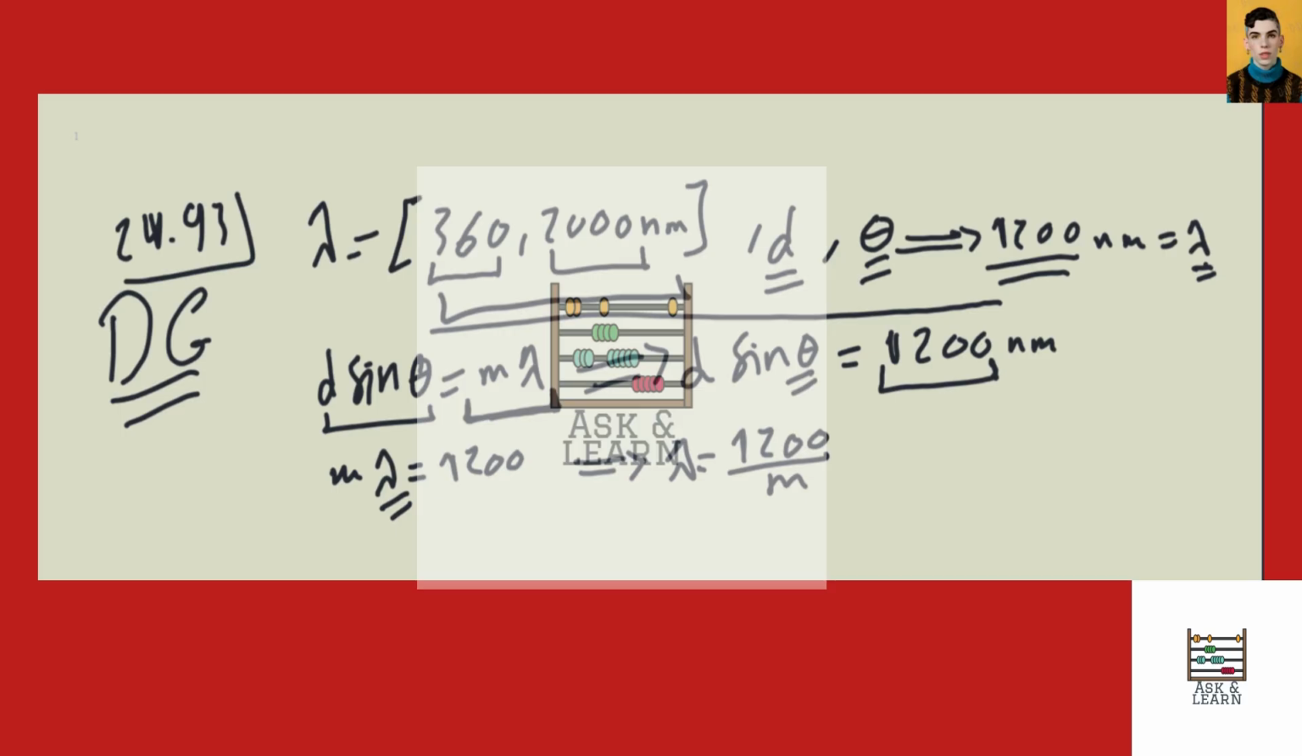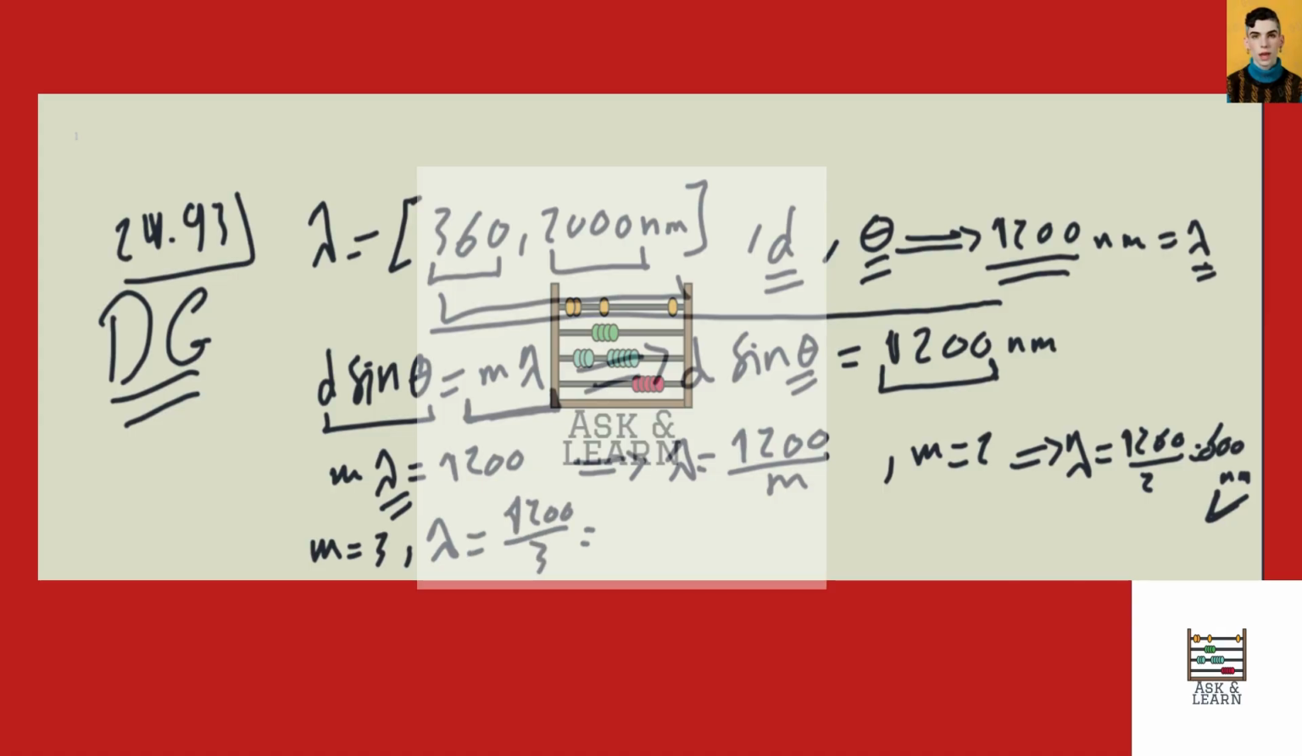Okay, so let's try m equal to 2. In this case, lambda will be 1200 over 2, which is 600 nanometers, which is inside this range. So we will observe this one at the same theta. Let's try m equal 3. Lambda for this case would be 1200 over 3, which is 400 nanometers. Again, this is inside this range, so this will be observed as well.